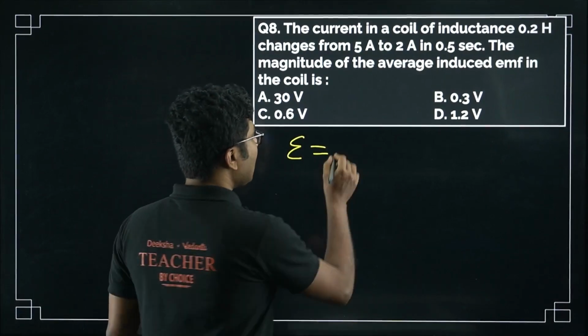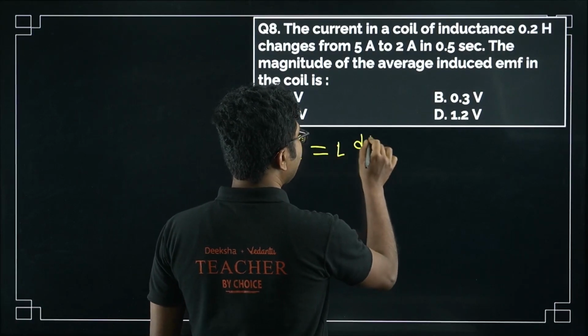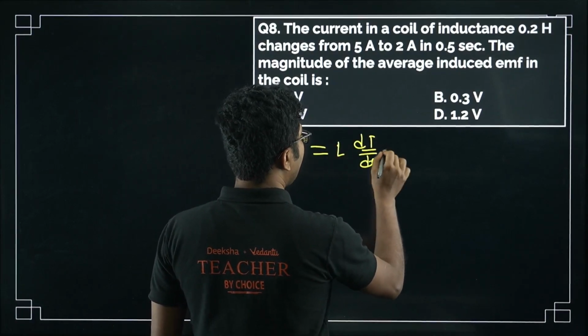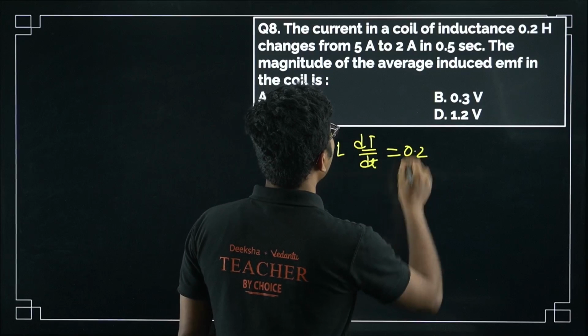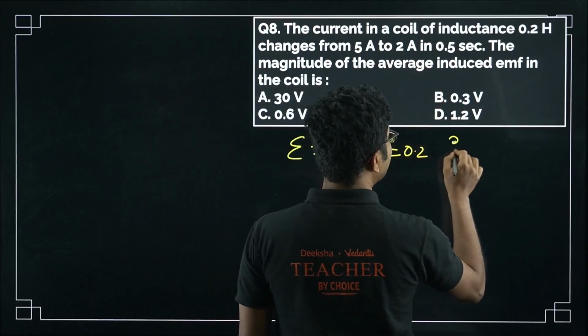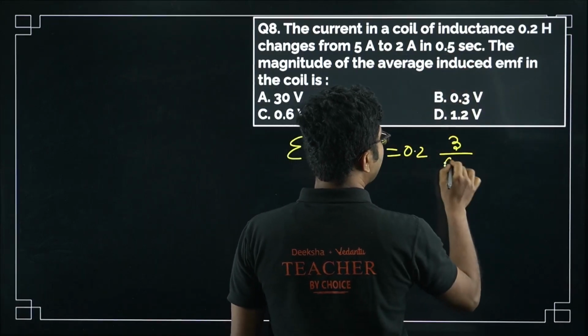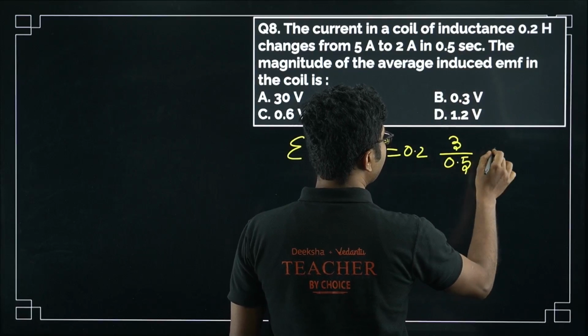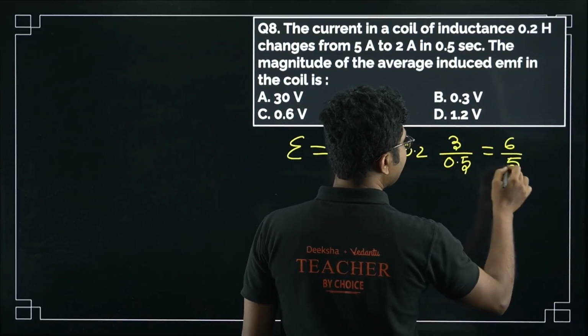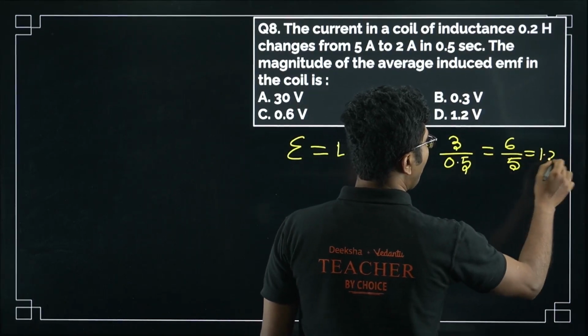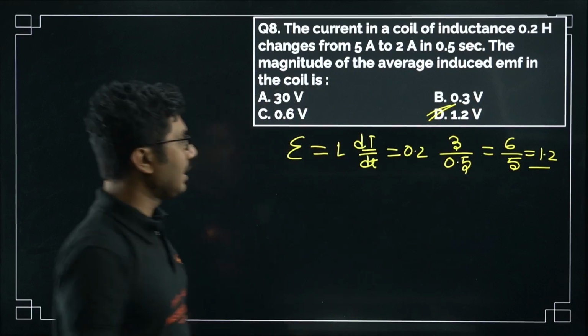inductance is given. So L di by dt, right? L is 0.2, okay, 5 ampere to 2 ampere, that means di is 3 and 0.5 seconds. I am not wasting any time, so it will be 6 by 5. 6 by 5 means 1.2. So 1.2 volt is the answer.